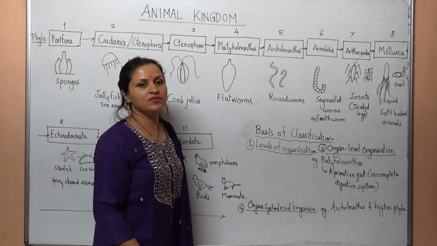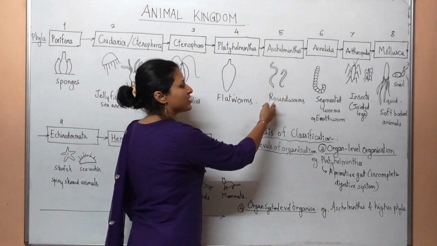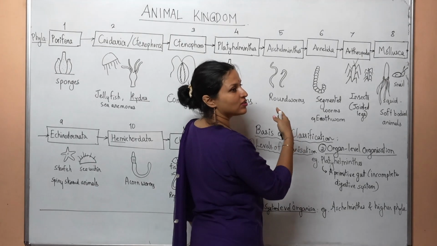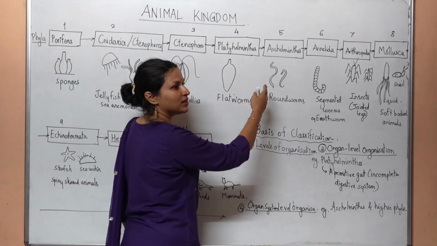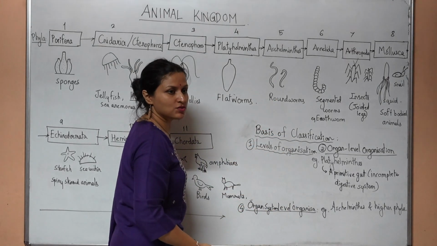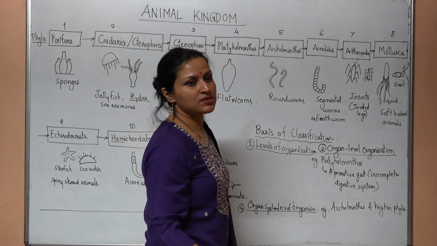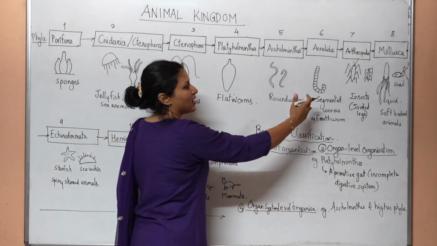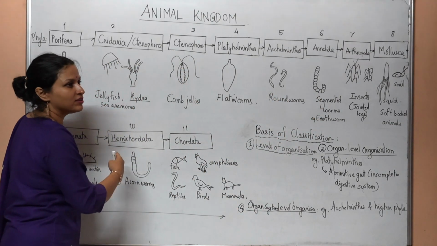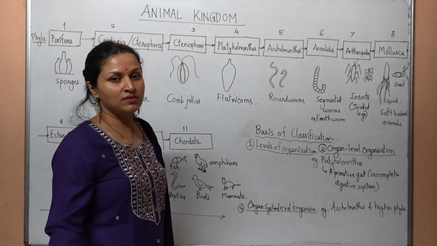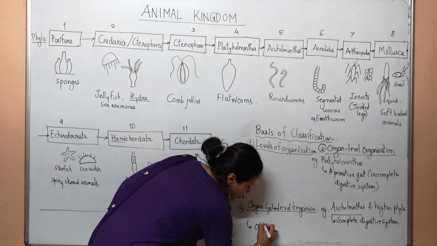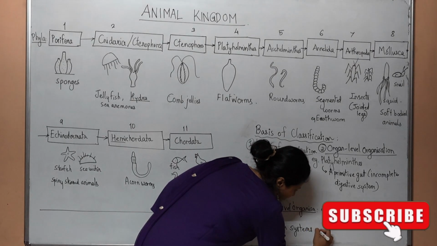In this level of organization, you will see that the organisms have completely formed organs and organ systems. Not just a digestive system, but other systems as well are found, like the circulatory system, respiratory system, etc. Obviously, as the phyla evolve higher and higher, the complexities of these organ systems keep on increasing. A complete digestive system and other organ systems are also developed.